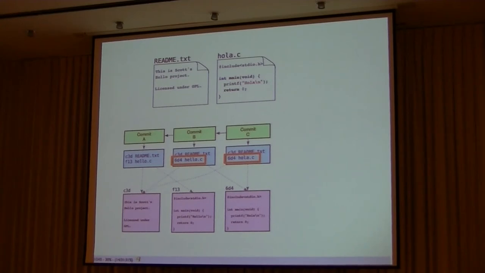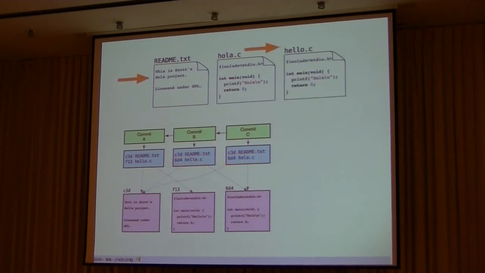It doesn't care. What Git does is look through your history and say hello.c disappeared in between these two commits and hola.c appeared and they are very similar. So it was probably a rename, right? It doesn't explicitly say this file was renamed. It figures it out heuristically.